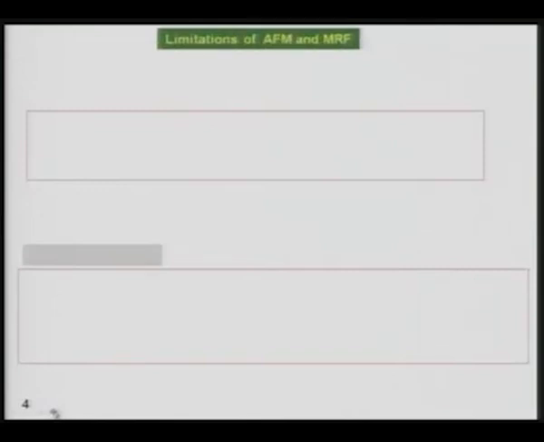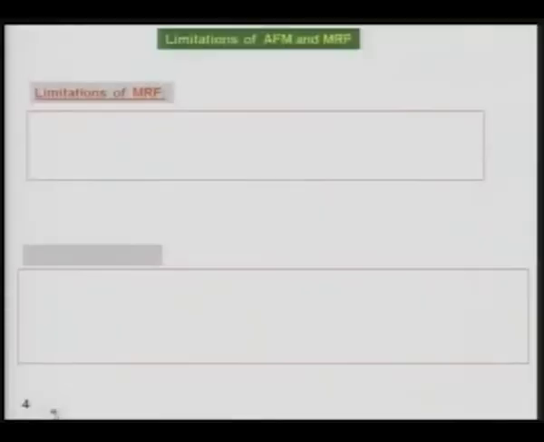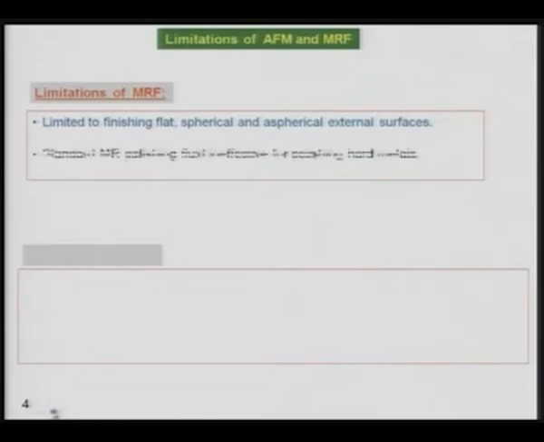Now we have seen in other lectures the abrasive flow finishing process or abrasive flow machining process and magneto-rheological finishing process. We have also discussed the limitations of magneto-rheological finishing process. It includes being limited to finishing flat, spherical and aspherical external surfaces. So there is a shape limitation with the MRF process, and standard MR polishing fluids are ineffective for polishing hard materials. So this is the material constraint in case of the MRF process.